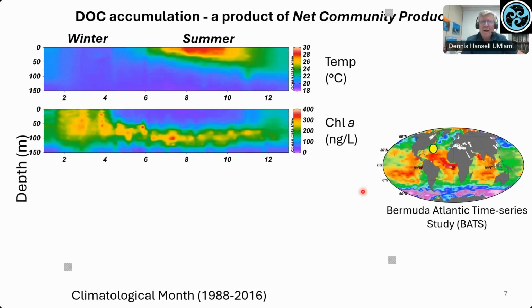So let's think about the DOC accumulation. We make measurements out here in Bermuda as part of the Bermuda Atlantic Time Series study, BATS, and we've been doing that since the early 90s. And this is what the system looks like. It's just sort of a climatological look. Here's our cool winter. Here's our warm stratified summer.